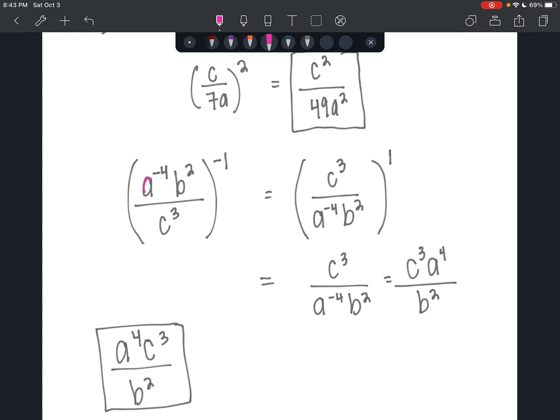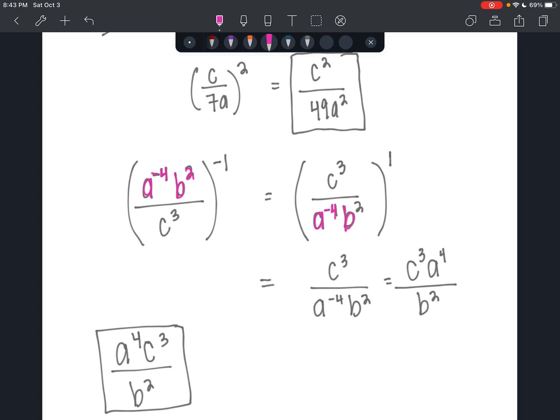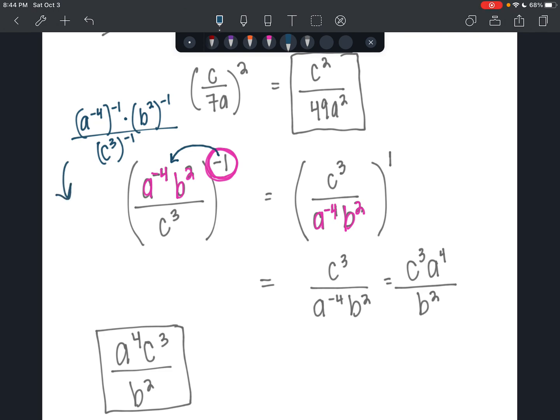So the important takeaway here is this a to the negative 4, it does not become positive 4 because that entire numerator just stays the same. It just moves to the denominator to impact this negative exponent. I can prove this by saying, well, a to the negative 4 raised to the negative 1, b squared raised to the negative 1, all over c cubed raised to the negative 1. A to the negative 4 to the negative 1 is a to the fourth. B squared to the negative 1 is b to the negative 2. And c cubed to the negative 1 is c to the negative 3. B to the negative 2 comes down to the denominator, and c to the negative 3 goes to the numerator. And we got our answer.